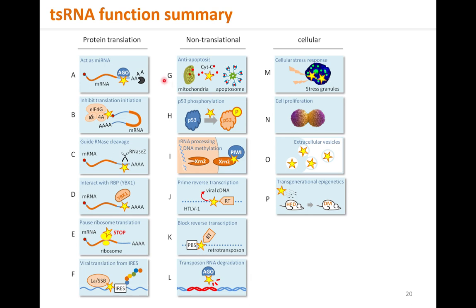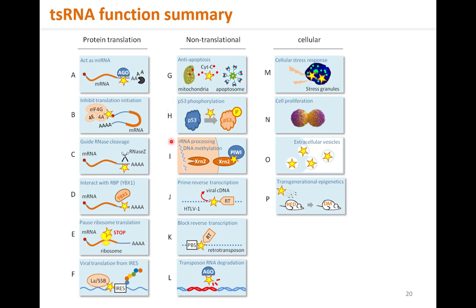Here is a summary of tsRNA functions. A. Acting as microRNA. B. Translation inhibition. C. Guide RNA cleavage by AGO-independent mechanism. D. Displacing proteins on mRNA. E. Pause ribosome during translation. F. Translation from internal ribosome entry sites, or IRES. G. Apoptosis. H. p53 phosphorylation.